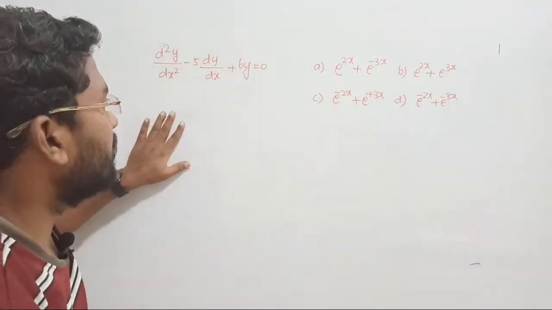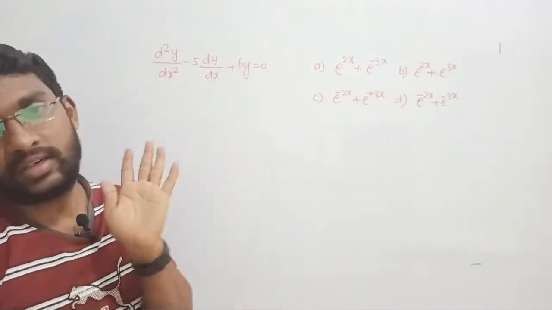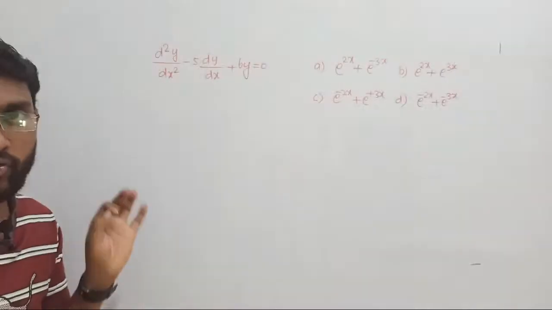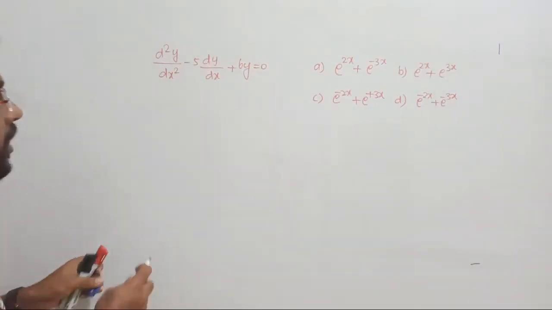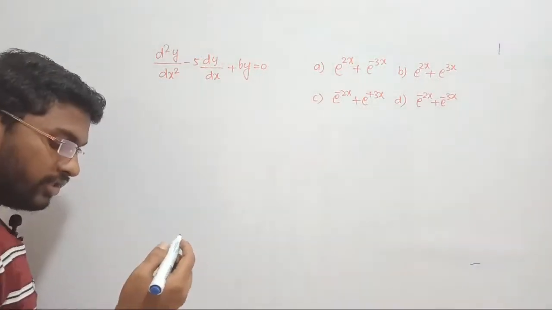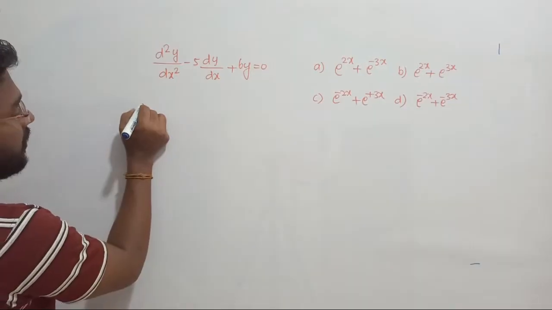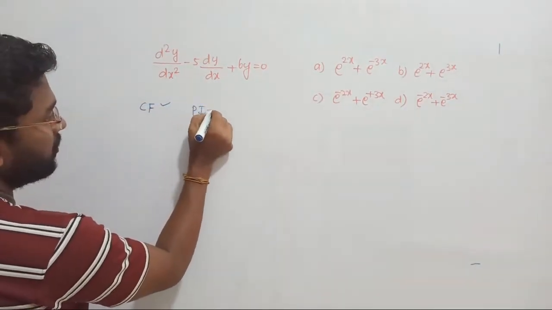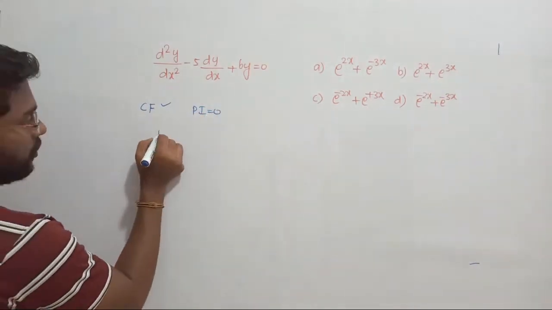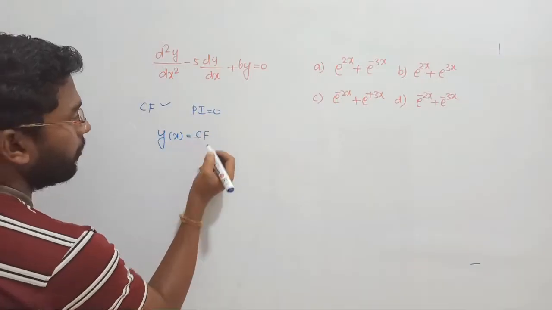For this higher order differential equation, we don't have any signals on the RHS, so particular integration does not exist, only complementary function. Let's try and find out the answer for this one. First thing is the characteristic equation. Only complementary function will exist. Particular integration is going to be 0. First conclusion: the solution is y of x equal to the complementary function.